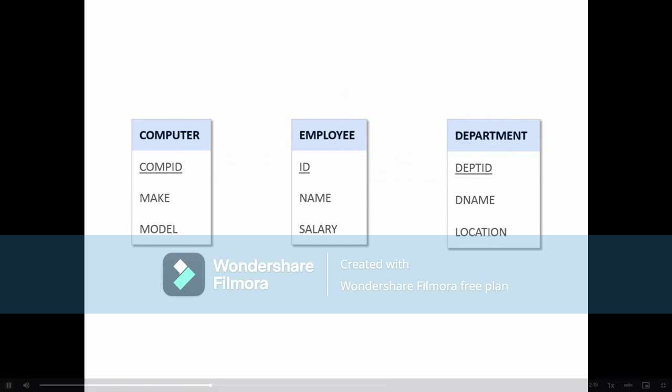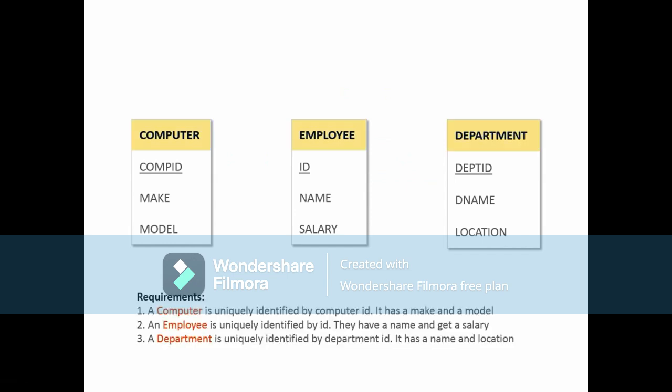Let us learn how to read this ER diagram. Here, computer, employee, and department are entities which represent real-world objects. Every entity has its own attributes. Notice that an underlined attribute denotes a primary key.